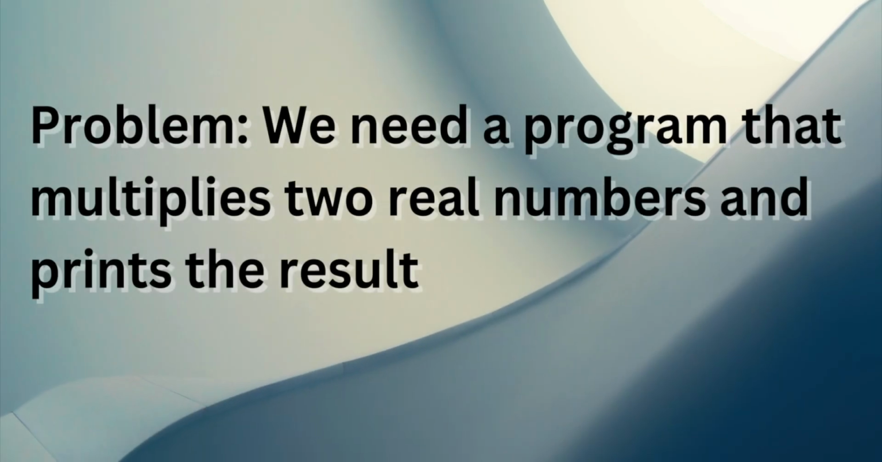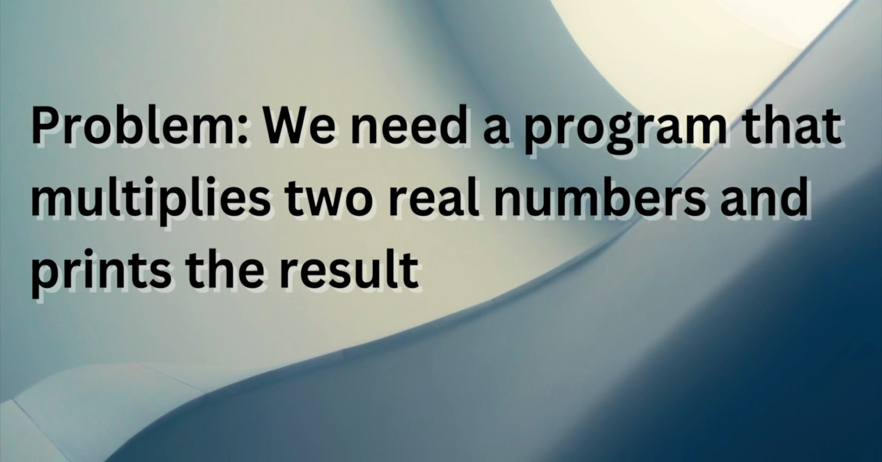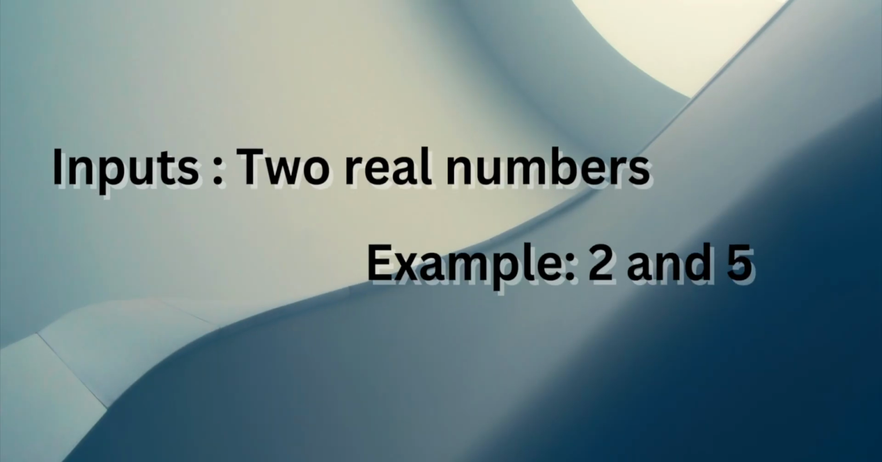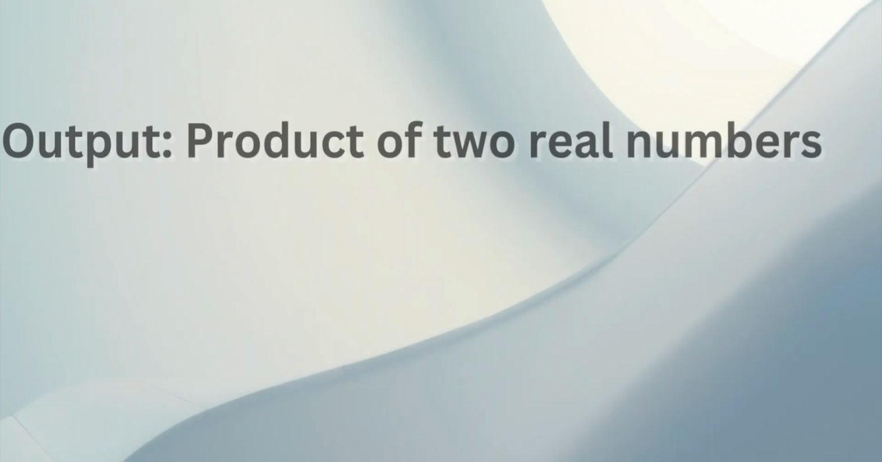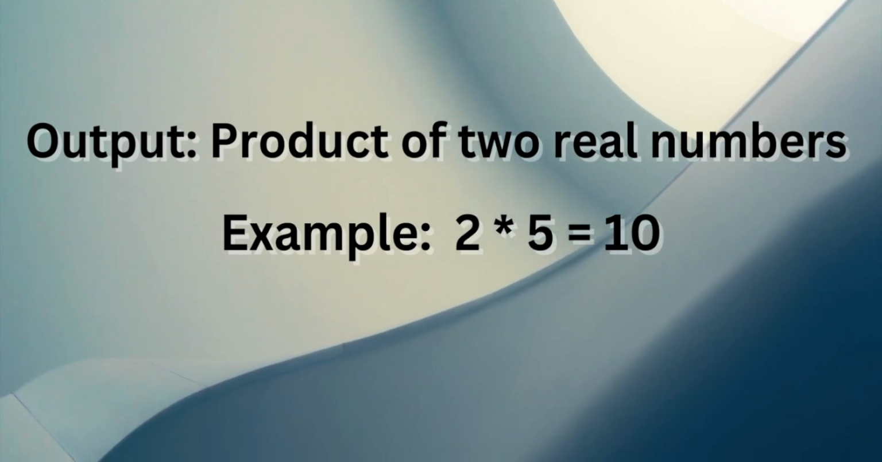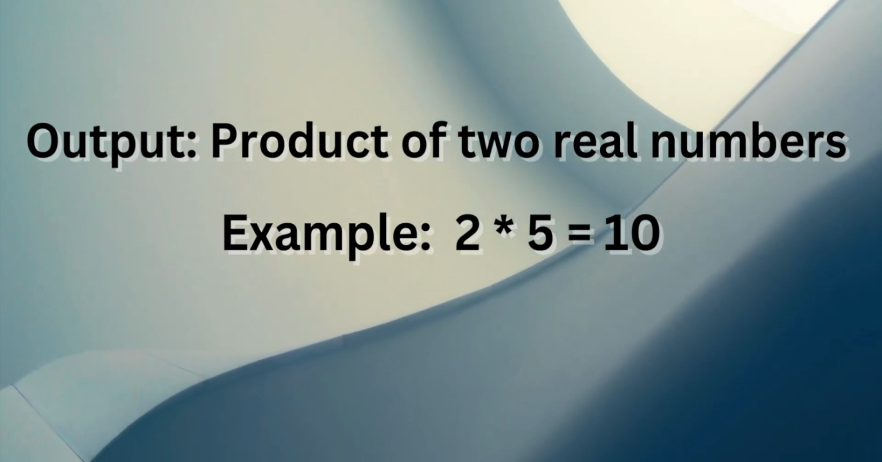Today, let's discuss the problem we are going to be solving. We need a program that multiplies two real numbers and prints the result. So what are the inputs? Two real numbers. That could be 3 and 5 or 2 and 1, whichever you want to put. The output is the product of the two numbers. So for example, if we multiply 2 and 5, the output will be 10.